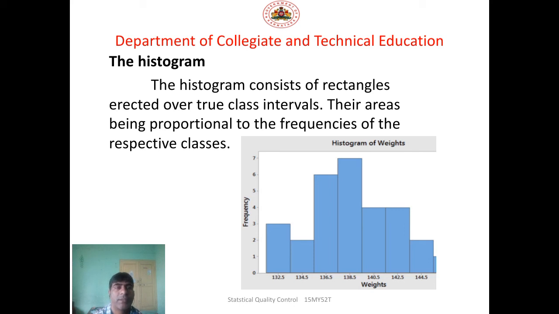So next one is from 134.5 to 136.5, okay. So again the frequency, the length of that rectangle is up to 6, the frequency is 6, so I have taken the height up to 6. Like that we have to show for all the classes. You can see the top frequency of the class is 7. You are getting a rectangle with highest height of 7. So like that I have shown up to all the classes.